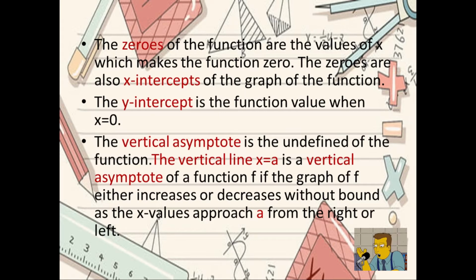The vertical line x equals a is the vertical asymptote of a function f if the graph of f either increases or decreases without bound as the x values approach a from the right or left.